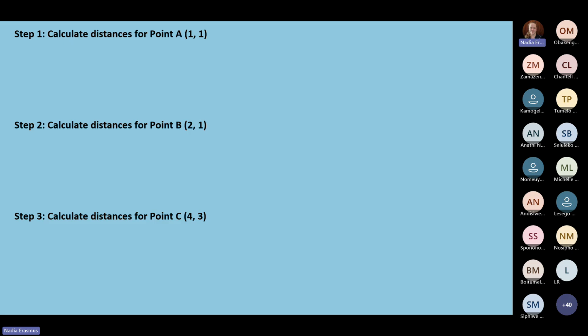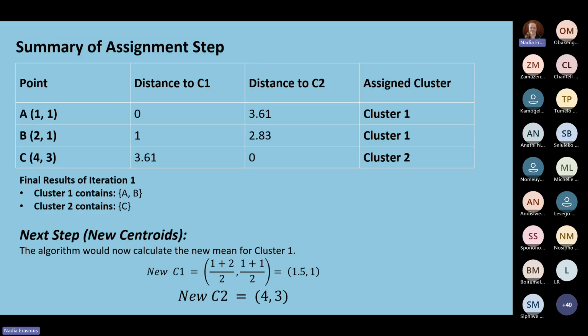But it disappeared again. So I'm just going to go and get the summary. So from point A to centroid 1, we have a distance of 0. From point B to centroid 1, we have a distance of 1. And from point C to centroid 1, we have a distance of 3.6. Okay, then we're going to look at the distance to centroid 2.